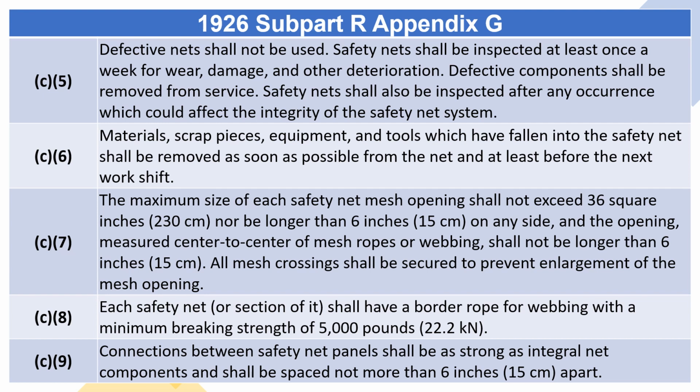C.8. Each safety net, or section of it, shall have a border rope or webbing with a minimum breaking strength of 5,000 pounds (22.2 kN). C.9. Connections between safety net panels shall be as strong as integral net components and shall be spaced not more than 6 inches (15 centimeters) apart.